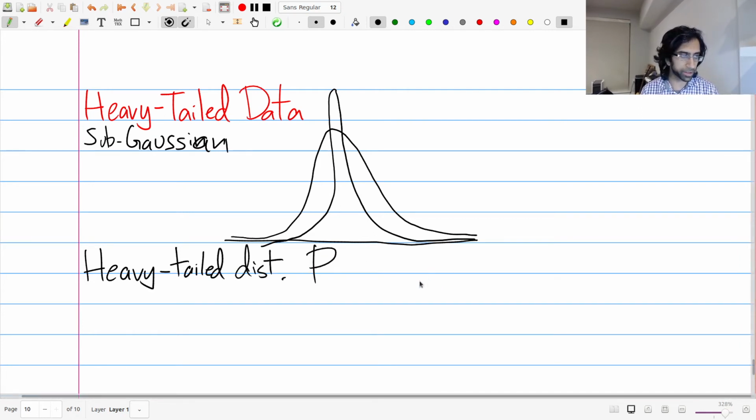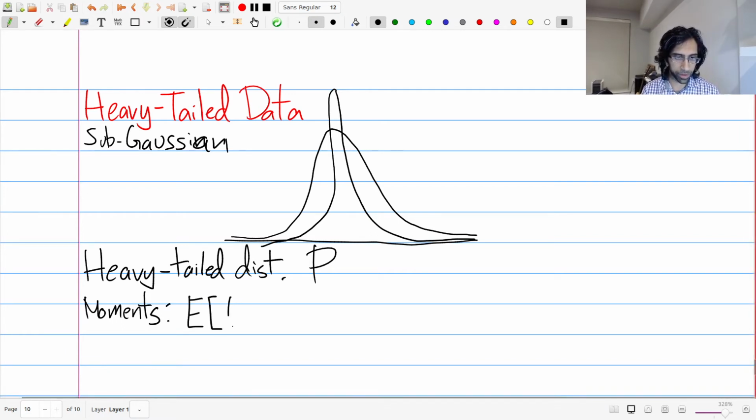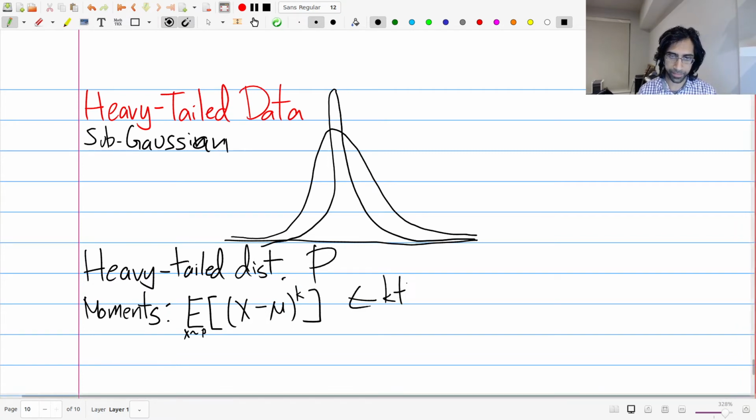So a p-beta distribution. This essentially says, I guess we'll have to consider what the moments of the distribution are. The kth moment of a distribution is essentially, let me write this as follows. You imagine you have x distributed from P, and you take x minus the mean of x to the k. This is the kth moment.